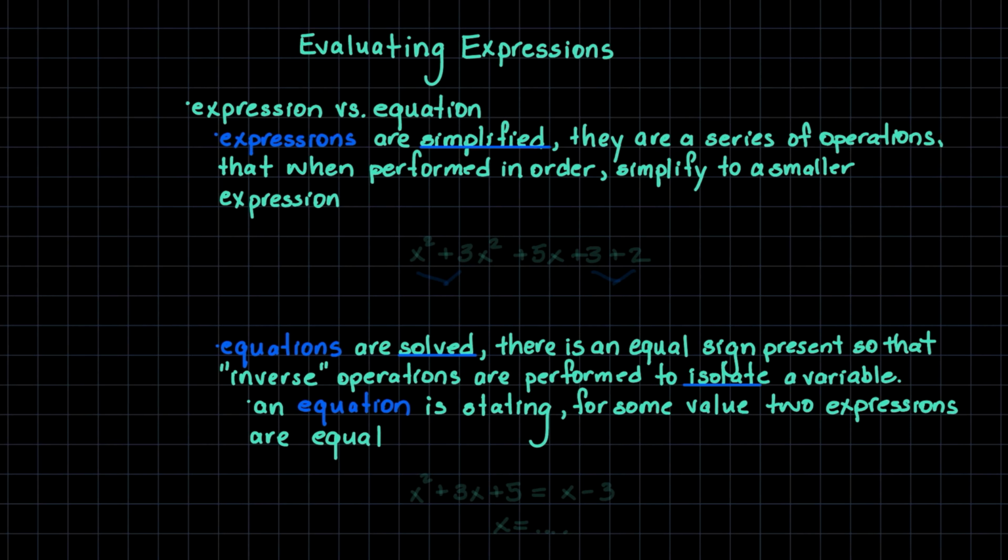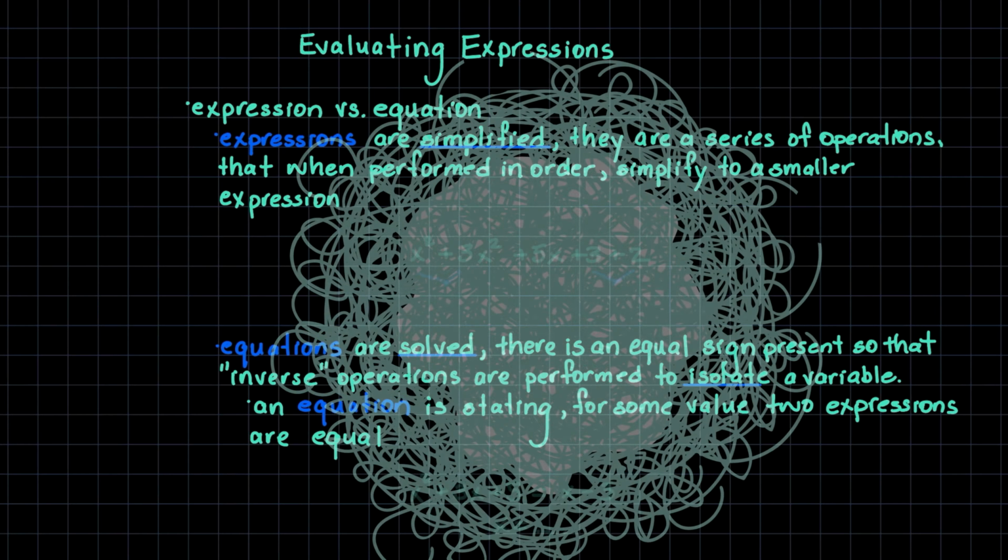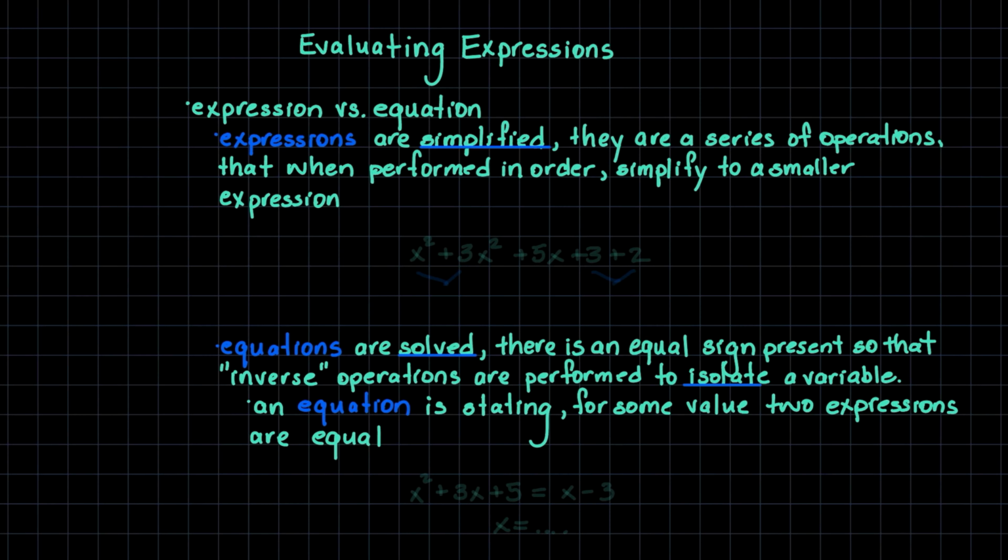Before we take a look at some examples, let's go over a little Turks and chaos, which is what I call common mistakes or misconceptions that students make. First, the difference between an expression and an equation, because they are two different things.